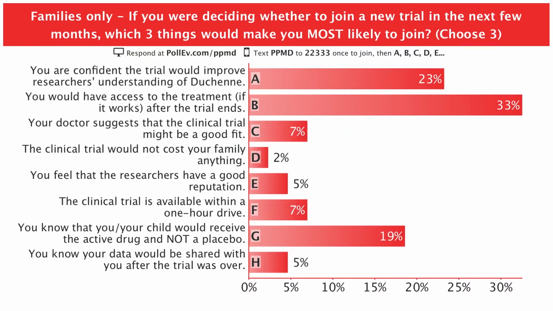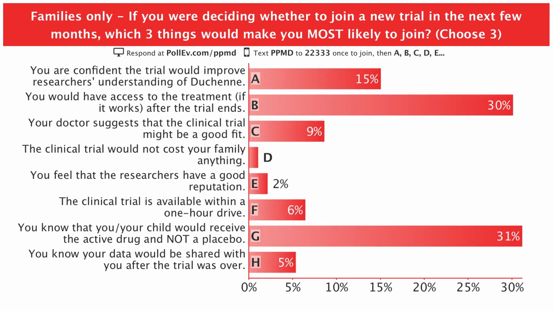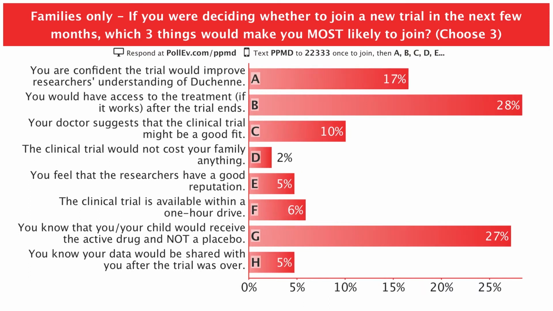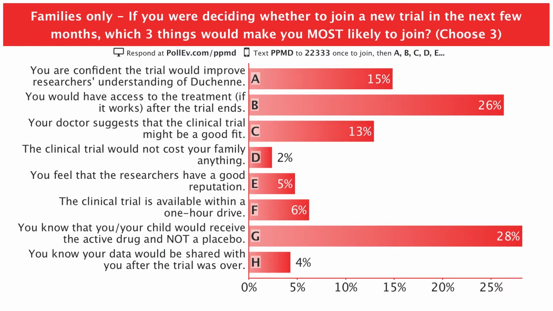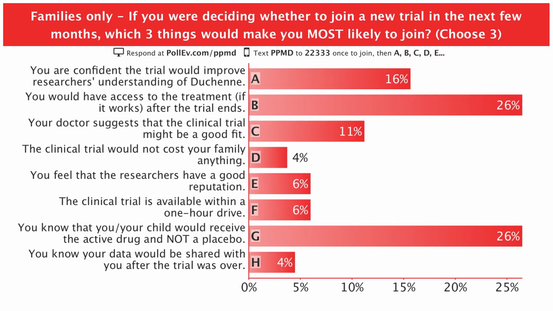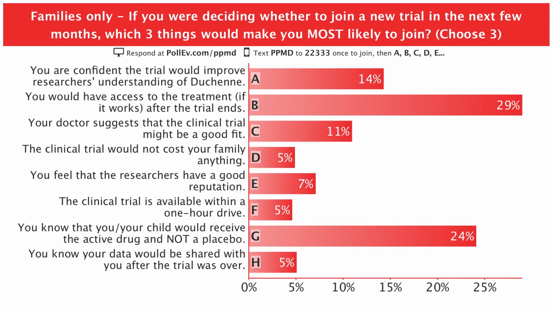I know this can be tough, but we decided to do 3 choices because there could be many reasons for you being interested in joining one of these trials. We see placebo, that your child or you would not receive the placebo, rather would receive the active drug, being high in the list. This is something we've seen in our other data gathering efforts. Having access to that treatment if it works at the end of the trial is also high on the list, followed by a more altruistic choice of being confident it would improve researchers' understanding of Duchenne. And then certainly your doctor's opinion factors in to some of the decision making here. I'm going to give it 1 more minute because I know that these are long answers.